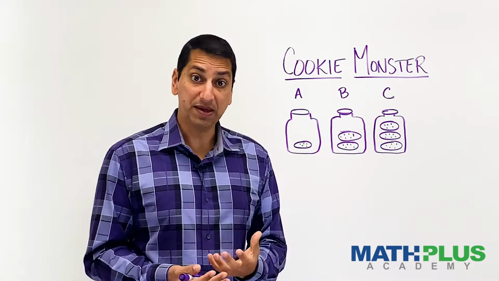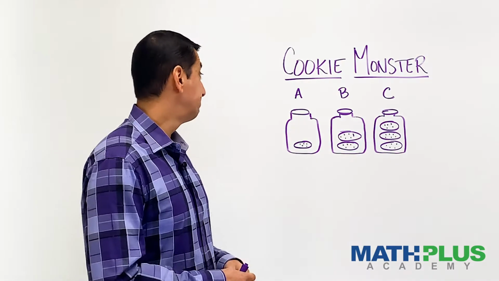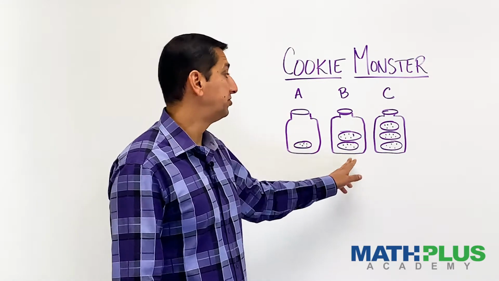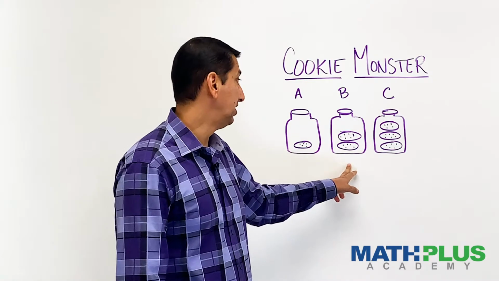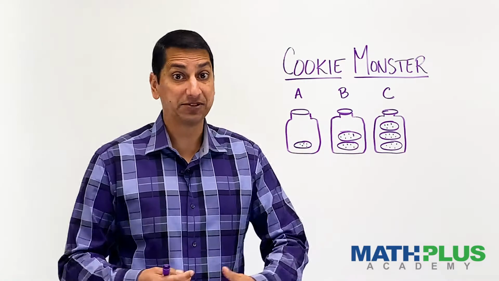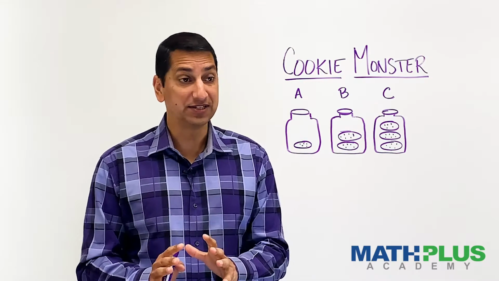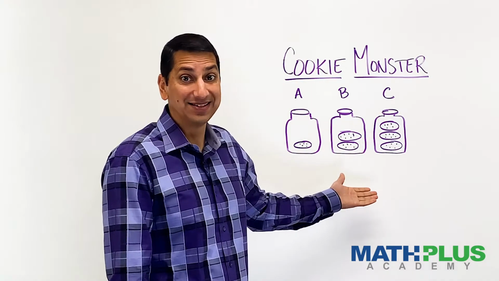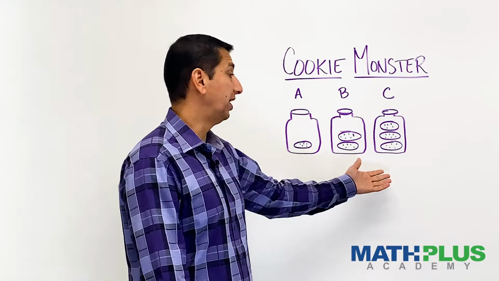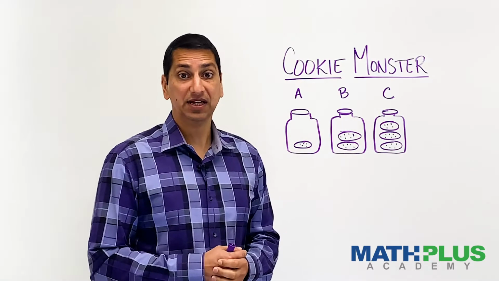Now, you can maybe see a really simple strategy would be, first step, choose jar A and eat all those cookies. Second step, choose jar B and eat all those cookies. Third step, choose jar C and eat all those cookies. And in 3 steps, Cookie Monster has eaten all the cookies. Yay! Your first challenge is, can you do this in less than 3 moves? Can you do it in 2 steps? Is there a way for Cookie Monster to eat all of these cookies in 2 steps?